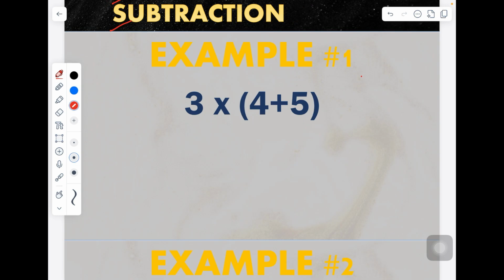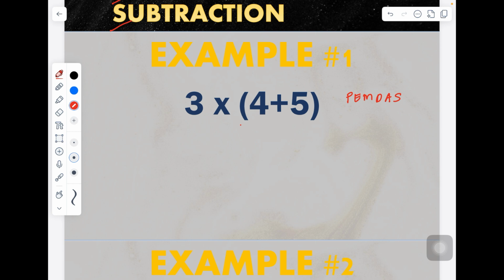Let's have some drills or examples. The first is 3 times the quantity of 4 plus 5. For the purpose of this review, I'm going to use PEMDAS rather than BODMAS, because PEMDAS is more familiar for me. Let's go. PEMDAS is our guide.